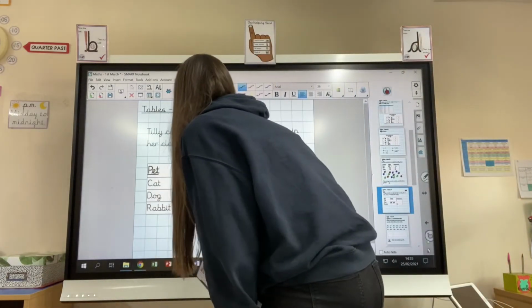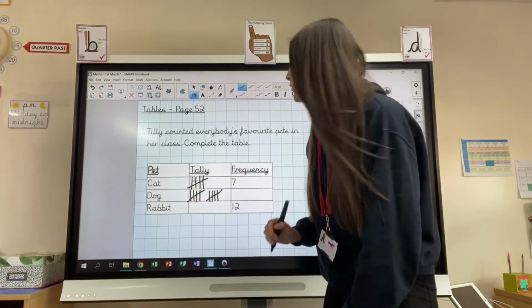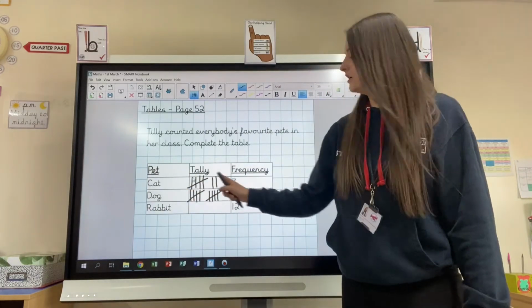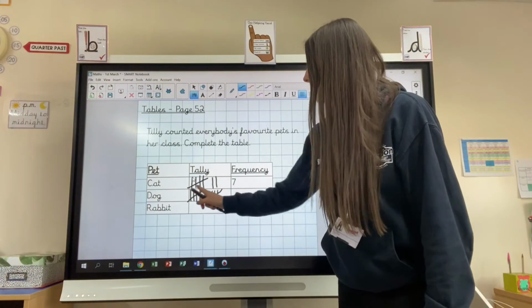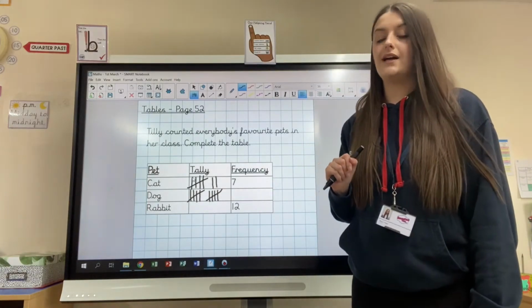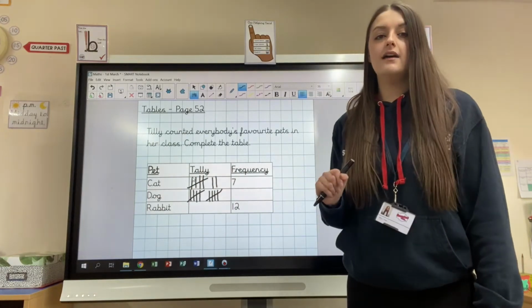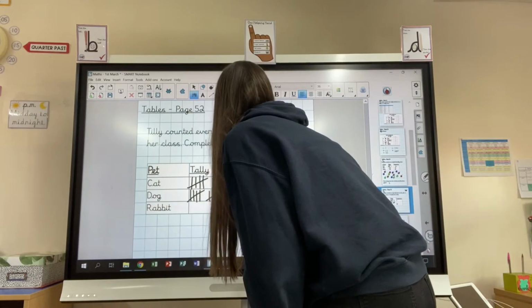So for the tally of the cat, it is blank, but I know that there was 7 because the frequency box tells me that. So I'm going to represent that on the tally. So 7, 1, 2, 3, 4, 5, put a cross through it for your gate, 6, 7, okay? Now dog, I've got the frequency number missing, so I need to use the tally that I've been given to help me, so I'm going to count that up. Now I can see just by looking at that, I've got 2 5s there. You can see those gates have been grouped, so that equals 10.